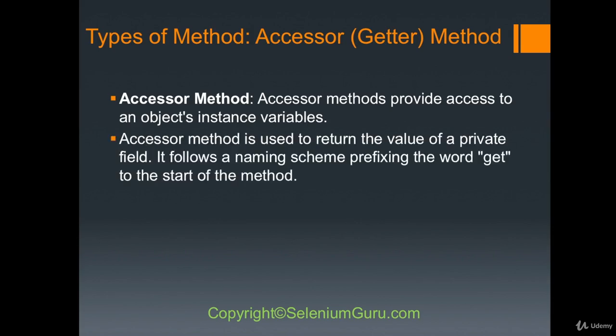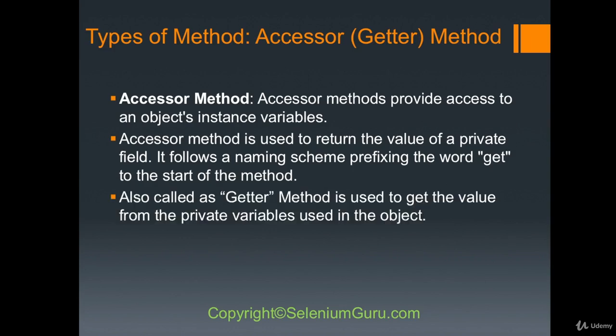The accessor method is used to return the value of a private field. It follows a naming scheme, prefixing the word get to the start of the method. So when you have a method name starting with get, then you know it's a getter method. It's also one of the important methods that you're going to use all the time in your real-time projects. Also called a getter method, it's used to get the value from the private variables used in the object.